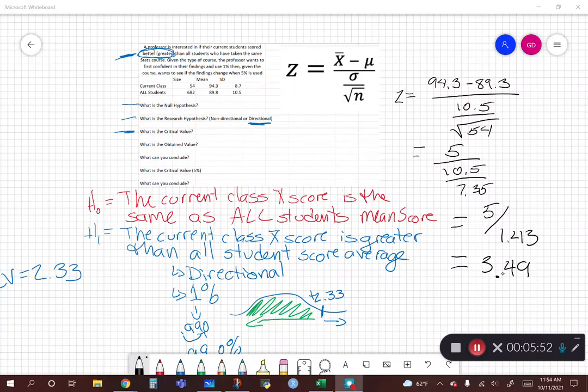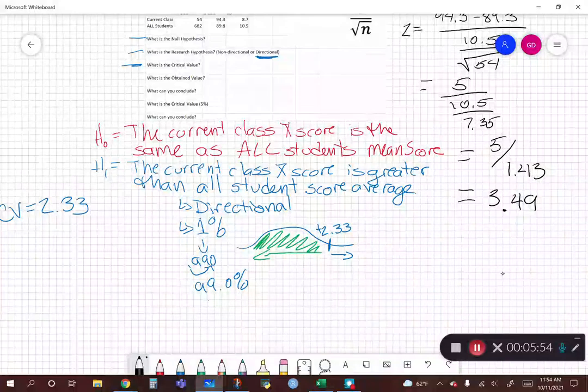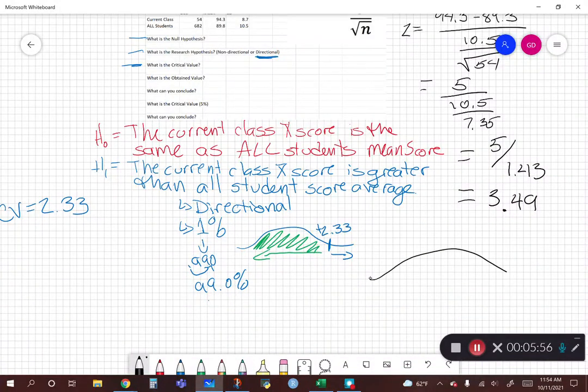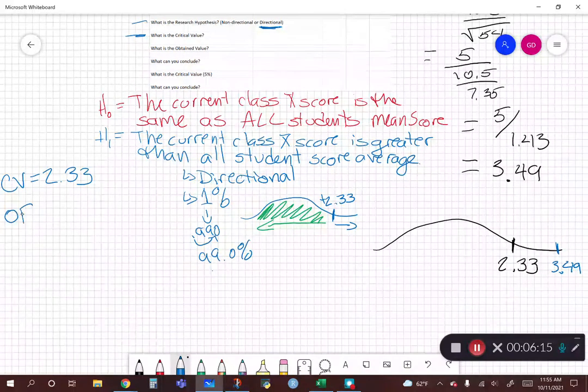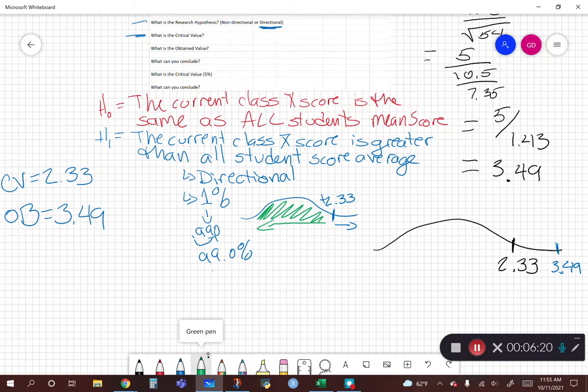But here's where we can now, I'll draw another table or a diagram. We know our critical value is 2.3. And it doesn't like when I get too close to anything. And then we have an obtained value of 3.49. So I'm just going to put over here, obtained is 3.49. So we already know, since it's past our critical value, so it's gone beyond, that it's greater than.